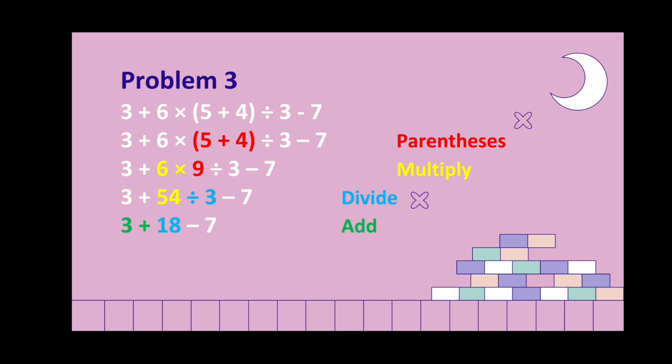Next is add. So dahil nauna ang add, bago mag-subtract, mag-a-add muna tayo. 3 plus 18 equals 21. And then for the last operation, subtraction. 21 minus 7 equals 14. So the result is 14.